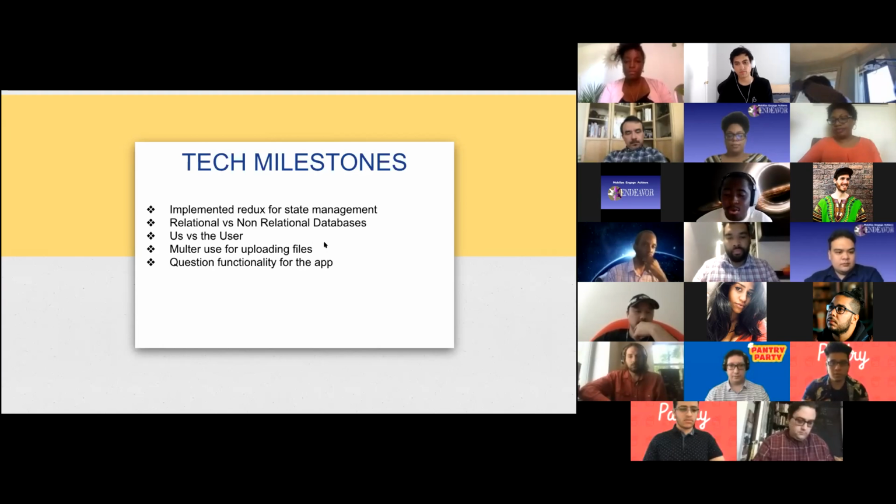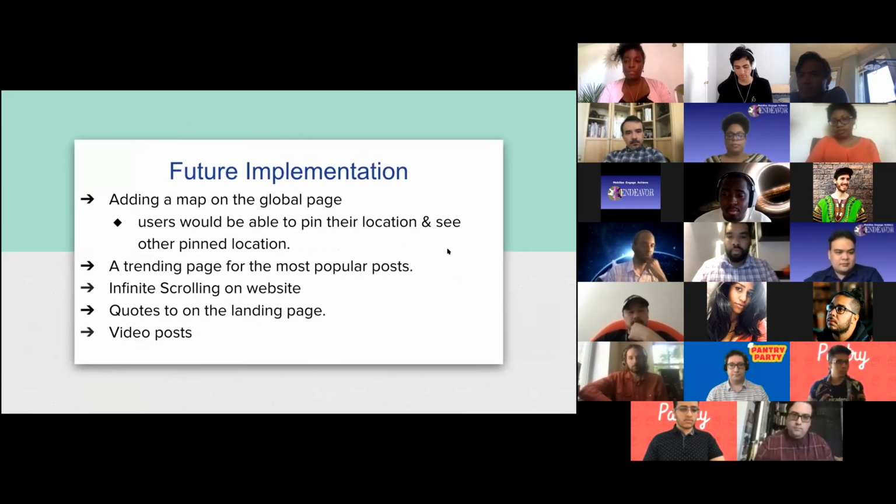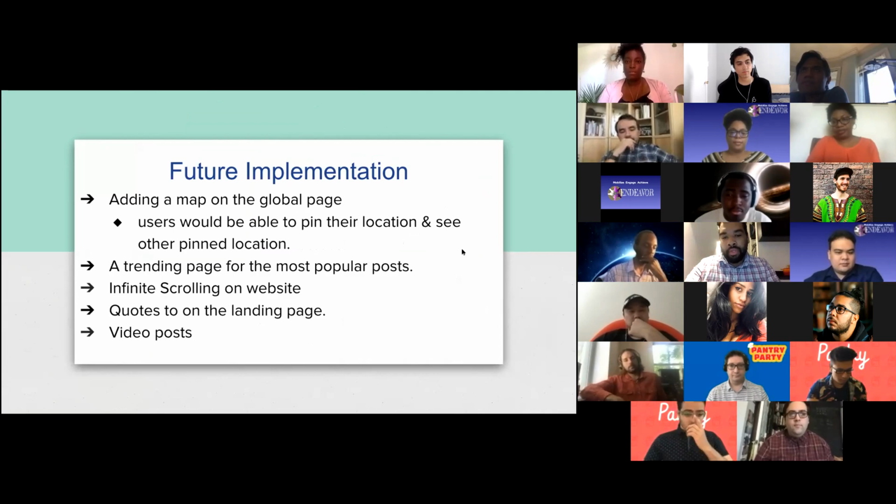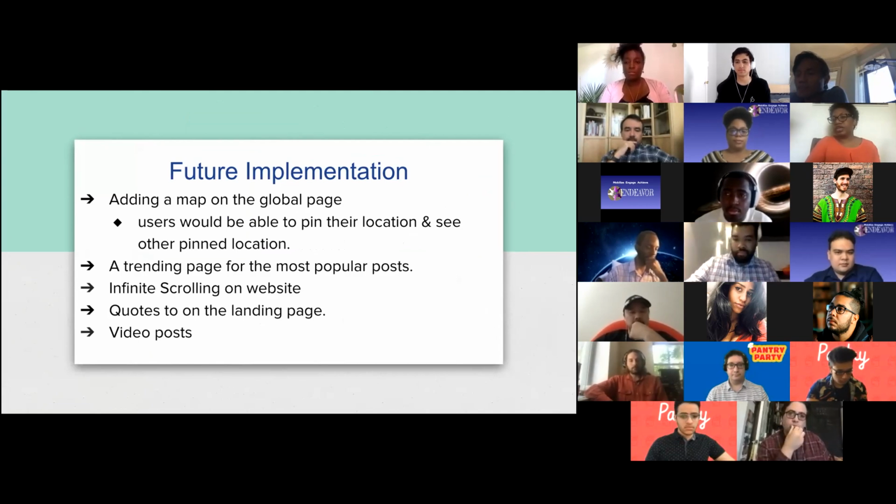Right, and the overall question functionality for the app is just the overall logic that our team sat down and discussed, and I'm happy with the outcome of it. All right, for future implementations, John, can you speak more about the global pages? Yeah. We wanted to add a map, so the users are able to pin their locations and also see other pinned locations.